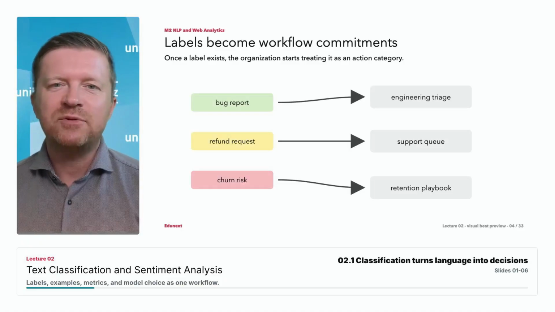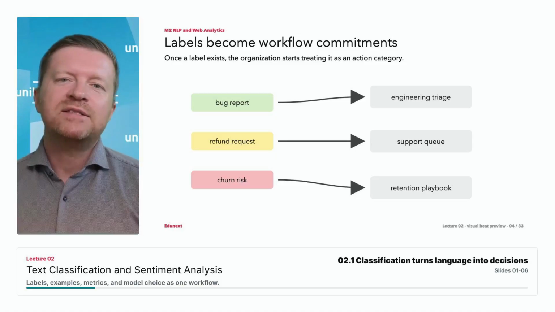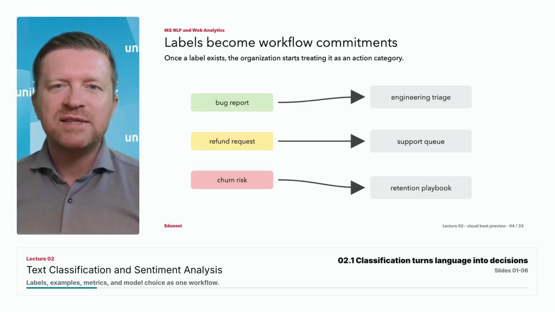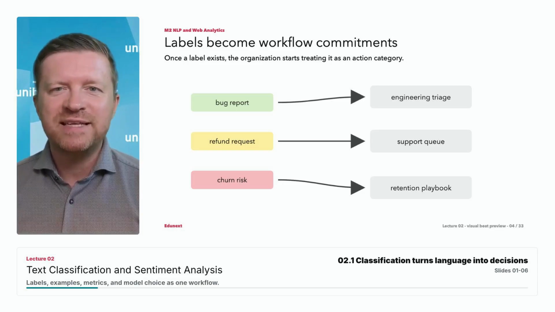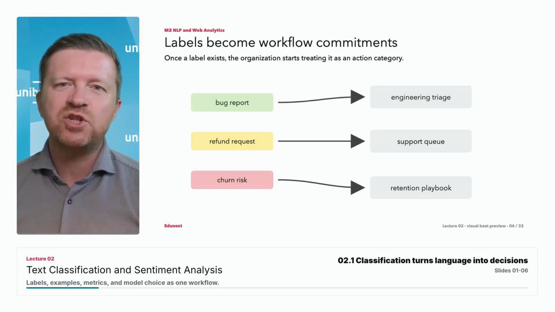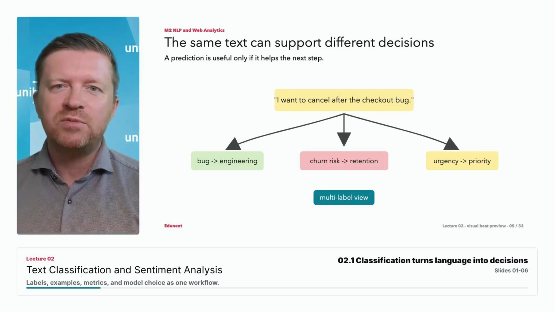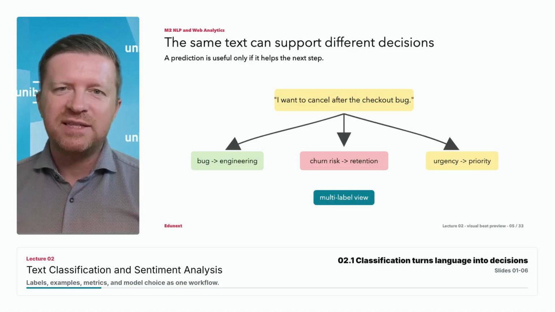If we create a label called refund request, someone needs to decide what happens after that label appears. Does it go to support? Does it create a ticket? Does it trigger a retention playbook? In many cases, classification is partly a machine learning problem and partly a product design problem.